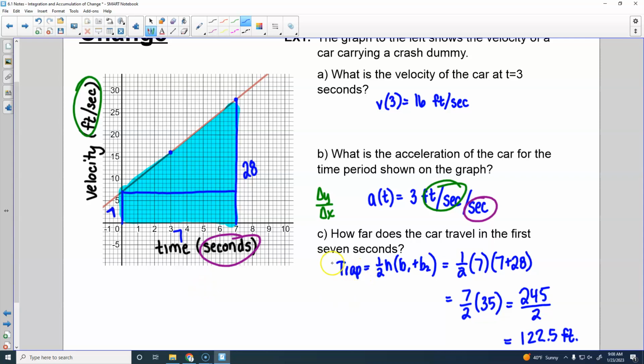But you can see the title of these notes is Integration and Accumulation of Change. It gives us the change that has occurred in that position. Okay, questions?